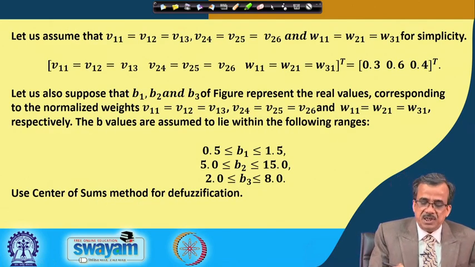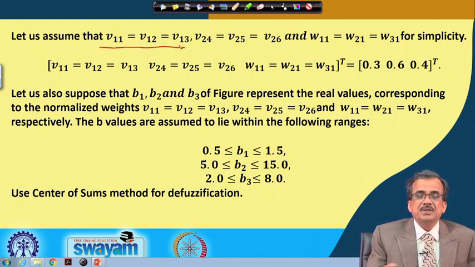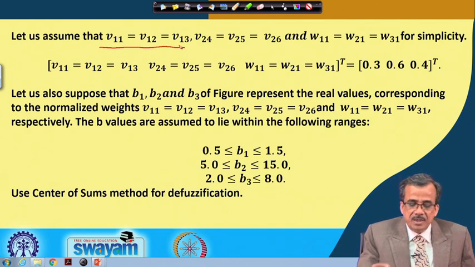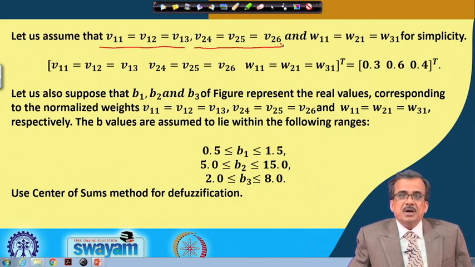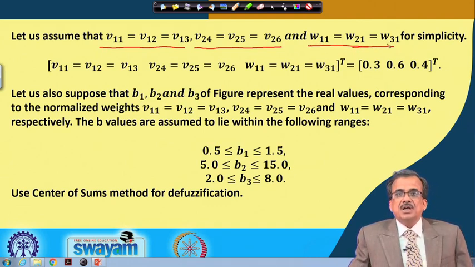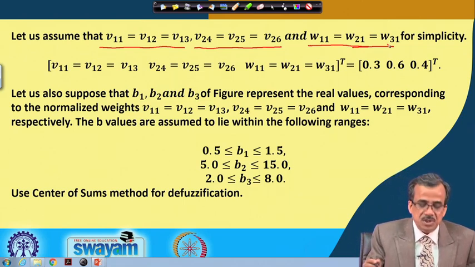Now, as we discussed previously, V11 is kept equal to V12, and that is kept equal to V13, just to ensure the symmetrical triangular membership function distribution for I1. Then V24, V25 and V26 are going to represent the symmetrical membership function distribution for I2. Then W11 equals W21 equals W31 are used to represent the triangular membership function distribution for the output, and we consider the symmetrical membership function distribution.